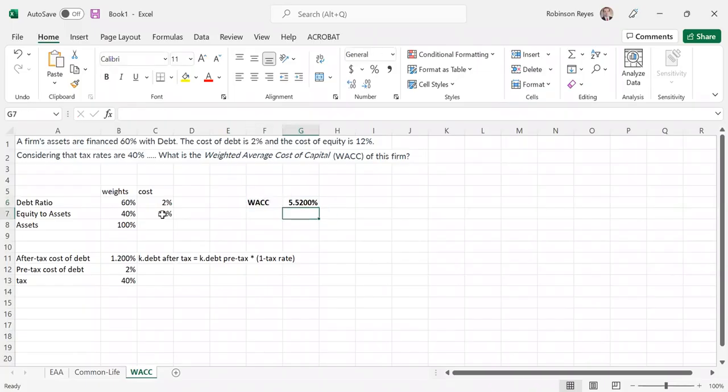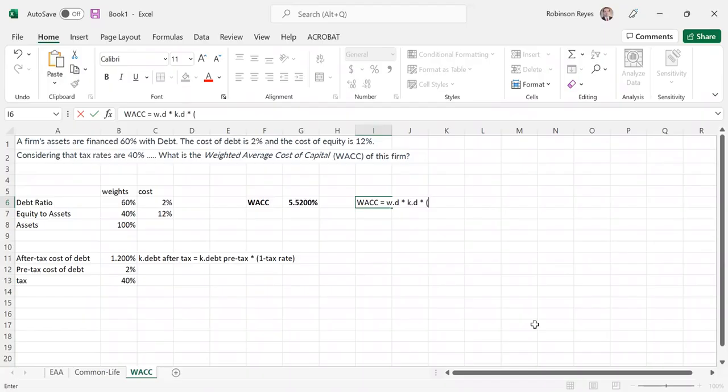Now, the formula of the weighted average cost of capital, you will usually read it in the following way: weight of debt, and I will just make it short, times the cost of debt times 1 minus the tax rate, plus weight of equity times the cost of equity. And then plus weight of source 3 times the cost of 3 and weight of source 4 times the cost of 4, but here we don't have 3 or 4, so this is the whole formula.